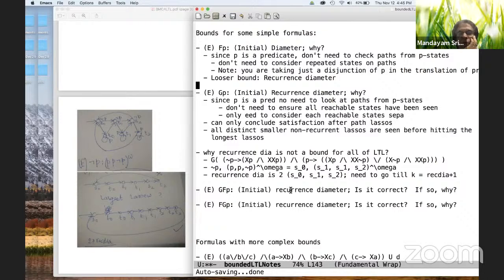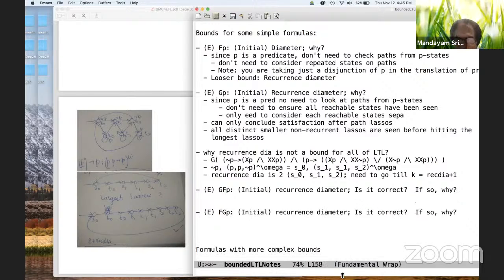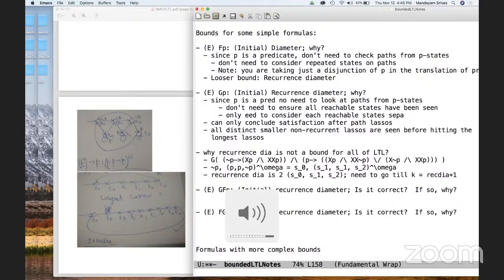Let's take GF of P. Both of them are right. Both of them are correct, right? For both of them, the recurrence diameter is a bound. Correct. But what is the argument?